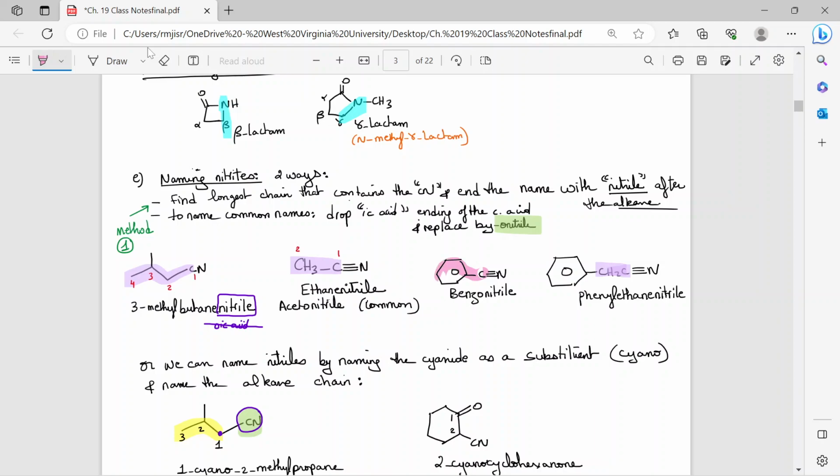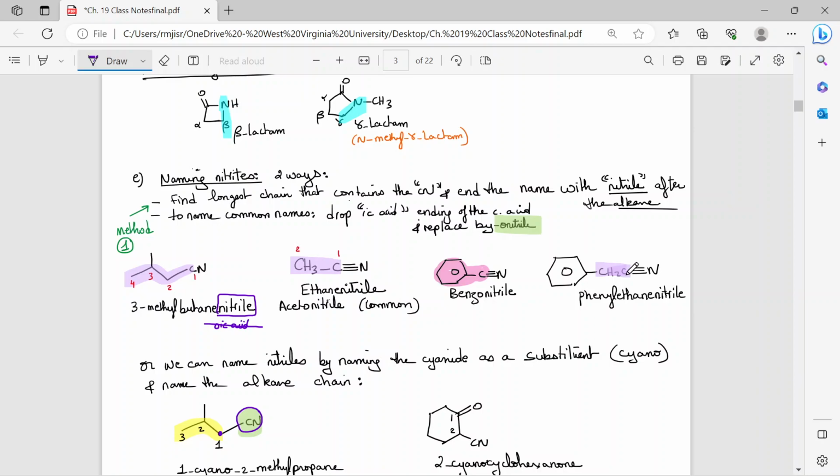This is derived from benzoic acid. So in this case, here you're not going to drop the oic acid. You're going to drop just the ic acid out. So you drop the ic acid out because this is a common name. So for the common, you drop the ic acid out. For the IUPAC, you drop the oic acid out. So it's going to be benzonitrile.